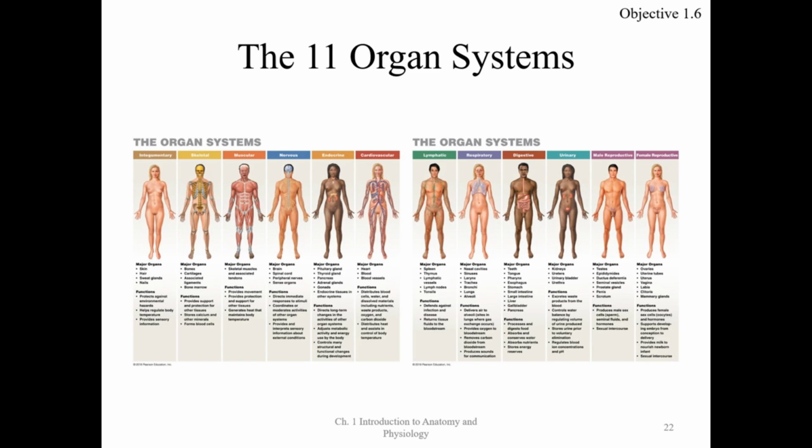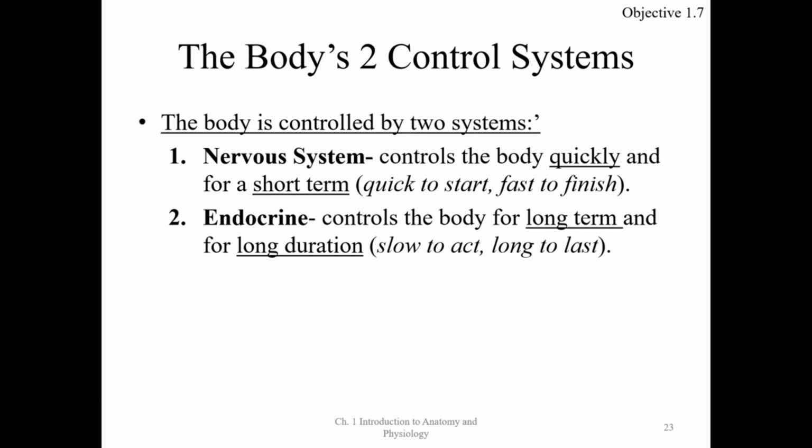Now, lastly, we want to look at all 11 organ systems here. You can see them all as an image as you study. I like the fact that this is more inclusive now, and it has various different ethnicities and sexes. All right, now the nervous system and endocrine system, last thing I want to talk about today in this first lecture anyway, is the nervous system. It does quick actions for short term, where endocrine does long-term actions that take a long time. Slow to act, long to last.